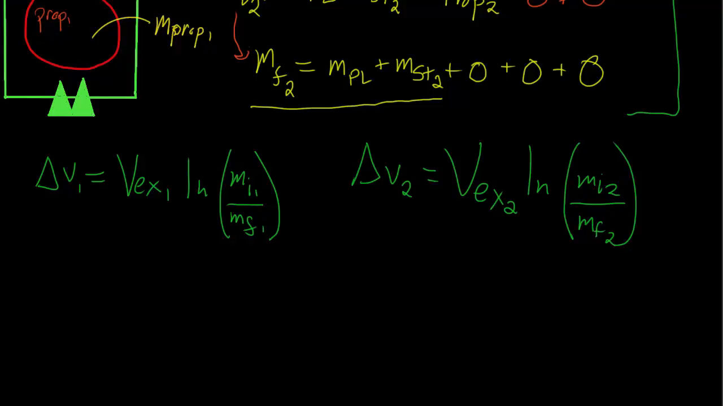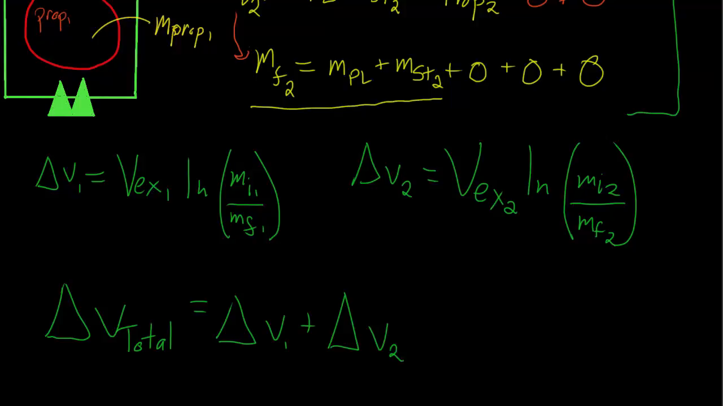And to get the total change in velocity that we experience, we can just say that the total change in velocity is equal to the change in velocity experienced in stage 1 plus the change in velocity experienced in stage 2.